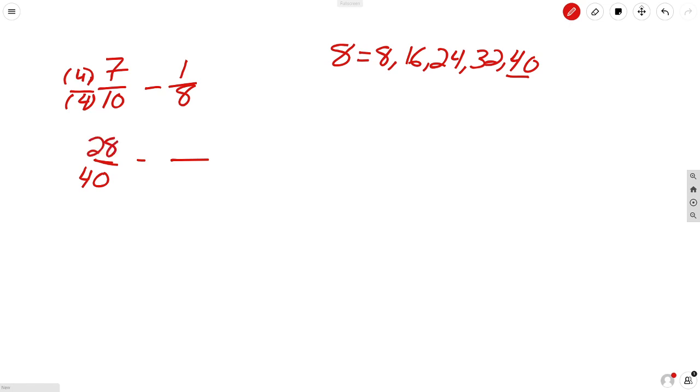What about 1 over 8? How do I make 8 40? Well, we know that 8 times 1, 2, 3, 4, 5 is 40. So we have to multiply the top then and the bottom by 5. So again, 8 times 5 is 40. 1 times 5 is 5.